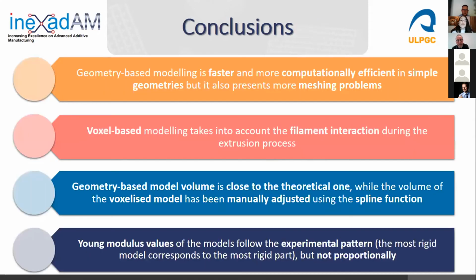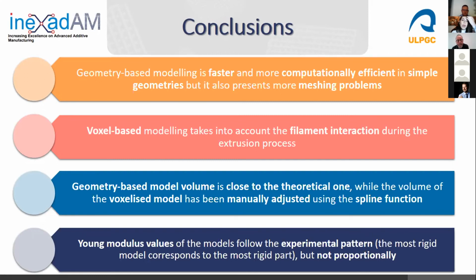This is one of the conclusions of the work, that the jump modulus values of the models follow the experimental pattern. The most rigid model corresponds to the most rigid part, but not proportional. In addition, another conclusion is that the geometry-based model is faster and more computationally efficient in simple geometries, but it also presents more meshing problems in complex geometries.